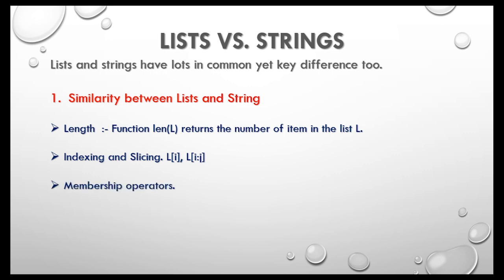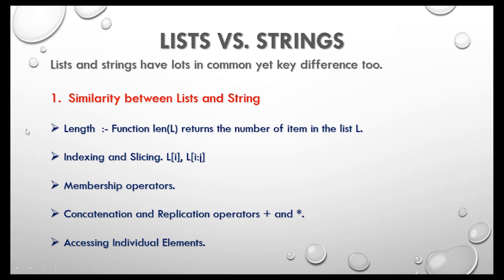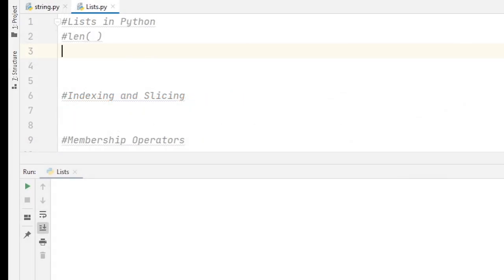Next is membership operators. Both in and not in operators work on a list just like they work on other sequences such as string. Operator in tells if the element is present in the list or not, and not in does the opposite. Concatenation and replication operator. To better understand, let's take a practical session. Suppose I have a list with elements.